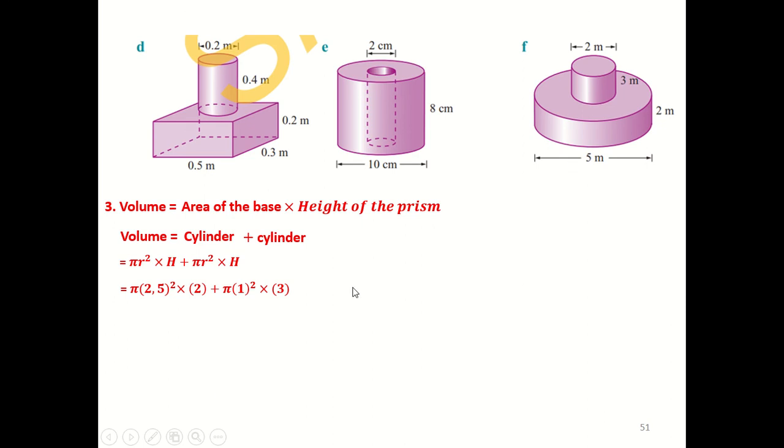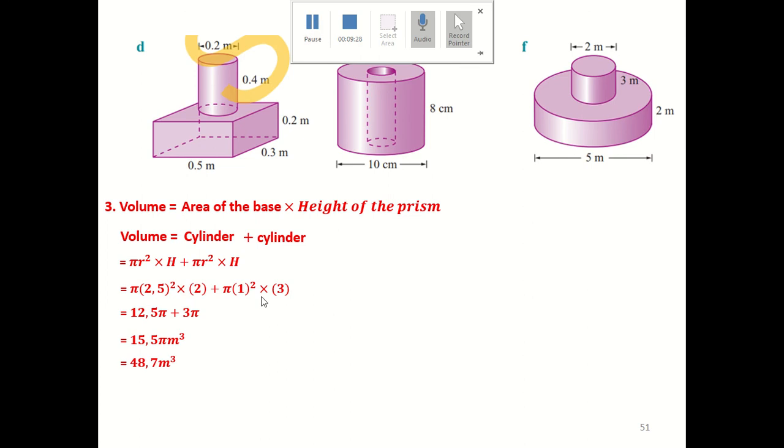Okay, now if you take the diameter of the bigger cylinder, which is 5, and divide it by 2, you will get 2.5. If you take the diameter of the smaller cylinder and divide it by 2, you will simply get 1. And obviously this 3 is the height of the smaller cylinder, and that 2 is the height of the bigger cylinder. And now you will have 12.5 pi plus 3 pi, and that will give you 15.5 pi. Put that into your calculator quickly. When you put it into your calculator, you will get 48.7 cubic meters. Okay, now let's just continue.